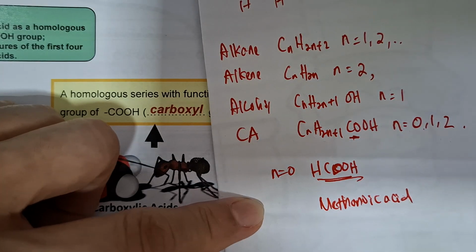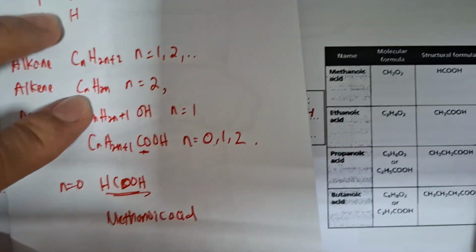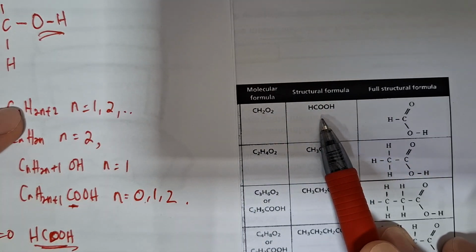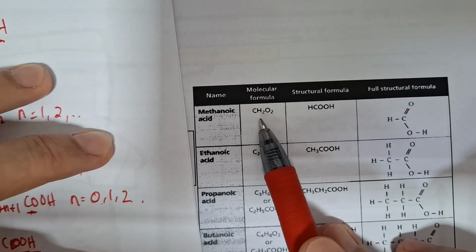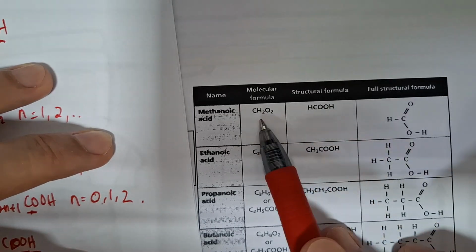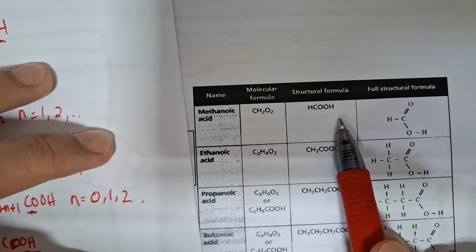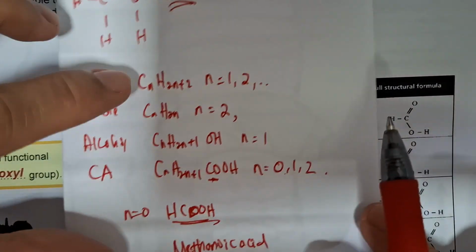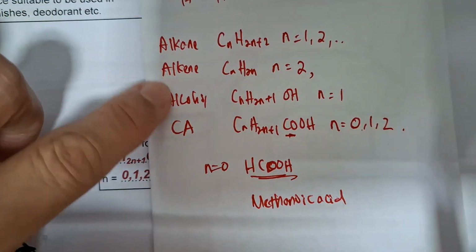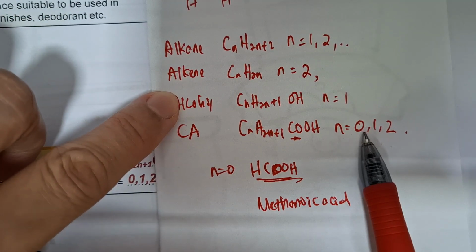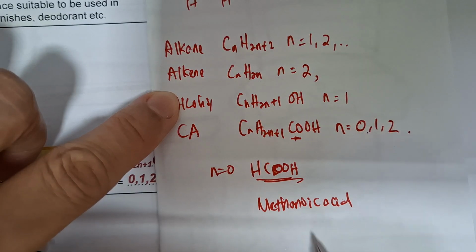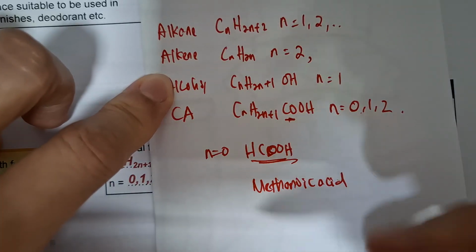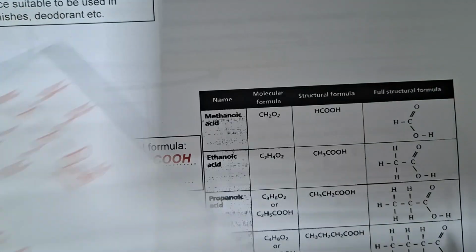Methanoic acid. So the first member of the carboxylic acid homologous series is methanoic acid, HCOOH. Of course, for the molecular formula, you can combine all the O and the H to become CH2O2. So the first member of the carboxylic acid homologous series is when n equals 0, and it is called methanoic acid. So there is still one carbon atom. That's why it's called meth. One carbon is meth, right?